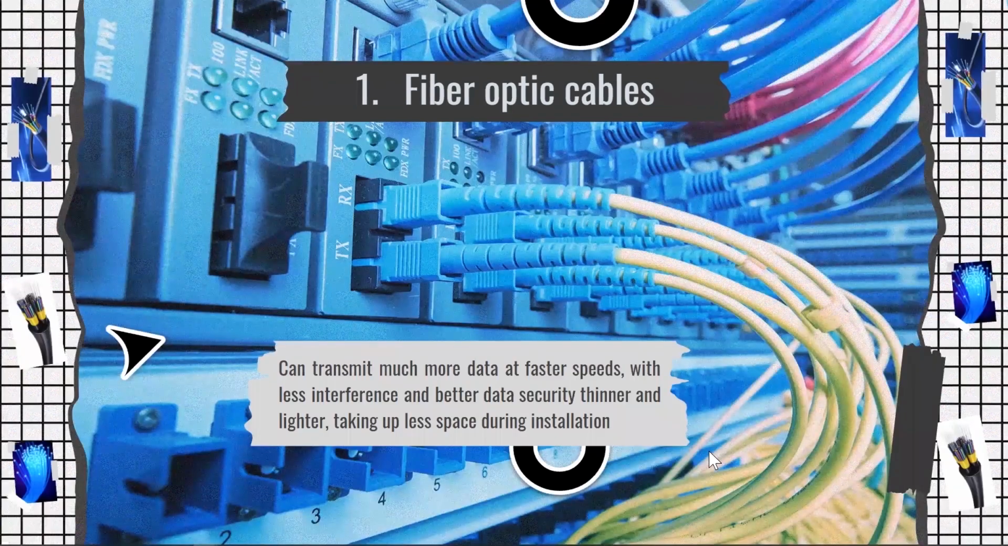So in the future, because of the need for fast speed, we have fiber optic cables. They are cables made of strands of glass using light to transmit data, replacing existing coaxial and twisted pair cabling. In Vietnamese, we call this cap quang. This can transmit much more data at a faster speed, with less interference and better data security, thinner and lighter, and taking up less space during installation.